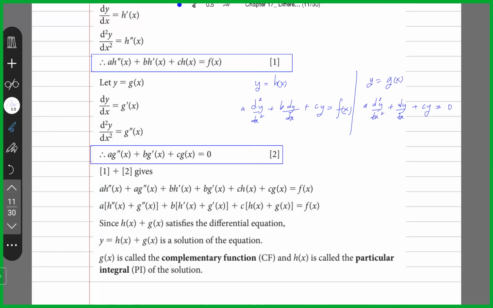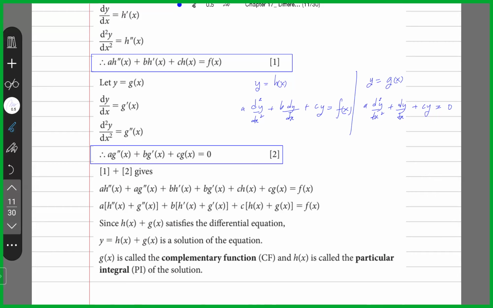The reason I would still have my solution is that 1 is equal to f of x and 2 is equal to 0. So if I add 1 and 2, essentially I still have 1 because 2 is equal to 0. Since 1 is a solution, and when I add 2 it really doesn't change it, because when you add 0 to something it doesn't change it, y is equal to h of x plus g of x is a solution of the differential equation.